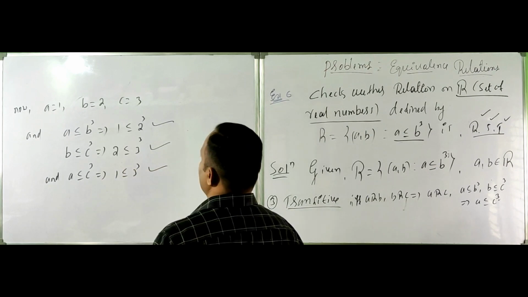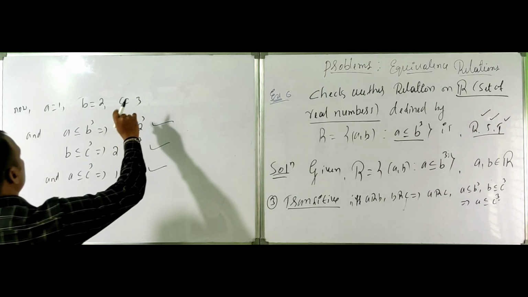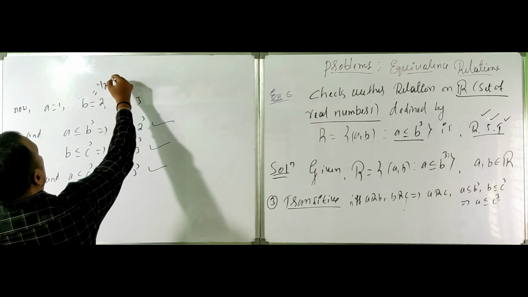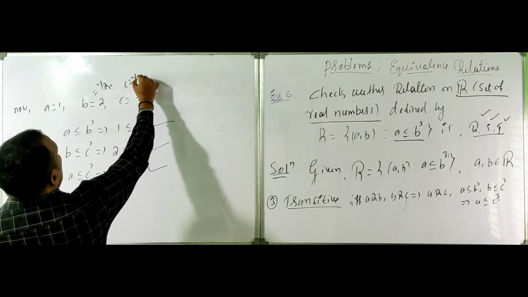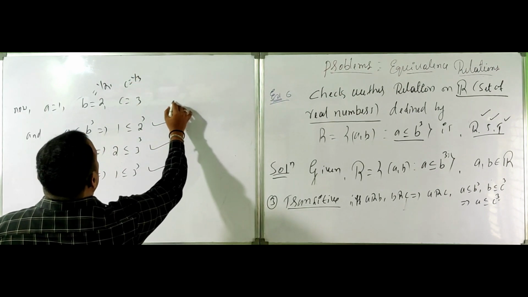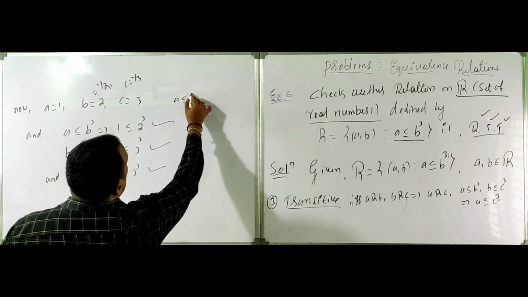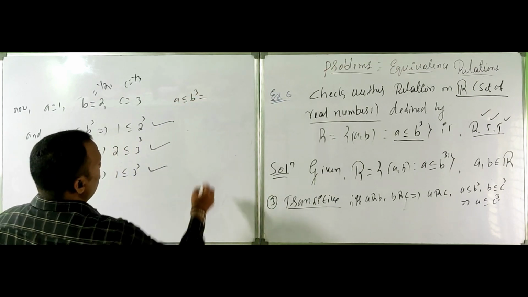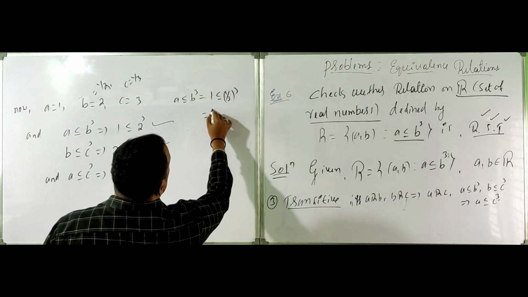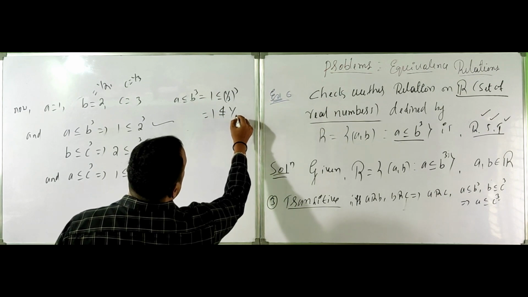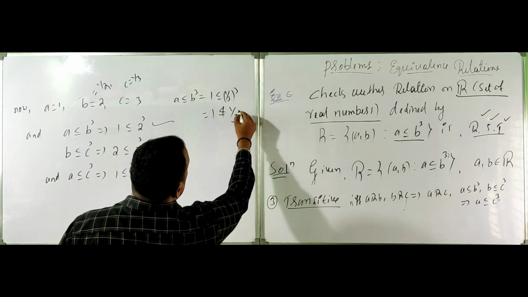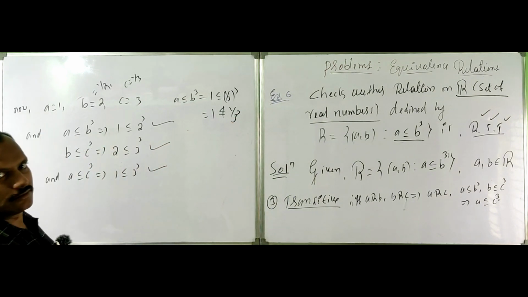Let's change this. Let a equal to 1, b equal to 1/2 and c equal to 1/3. Then a is less than or equal to b cube implies 1 is less than or equal to (1/2) cube, and this implies 1 is not less than or equal to (1/3) cube, 1 is greater than it actually.